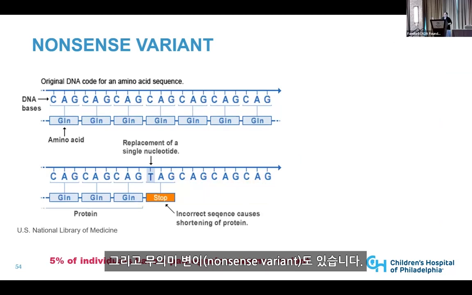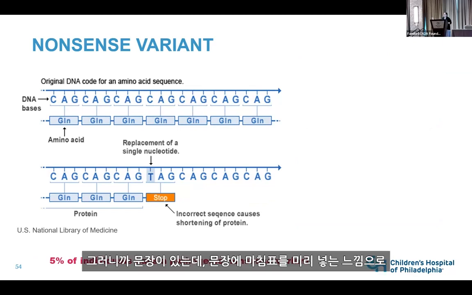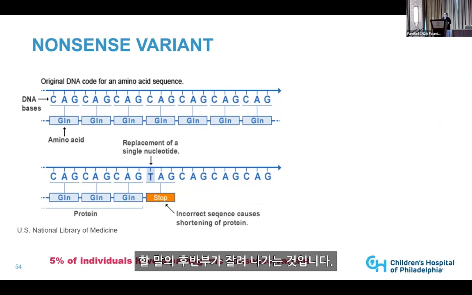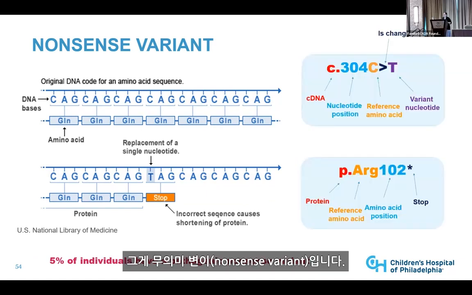Then we have what we call nonsense variants. Again, this means that there's a swap of a single spot in the DNA code, but rather than putting in a different amino acid or a different protein building block, it's actually putting in a stop. And so it's kind of like if you have a sentence and you put a period in that sentence too early, you're cutting off that second half of what you were trying to say, you're losing the meaning of what you're trying to say, and that sentence no longer has the meaning that it's supposed to have. So that's a nonsense variant.